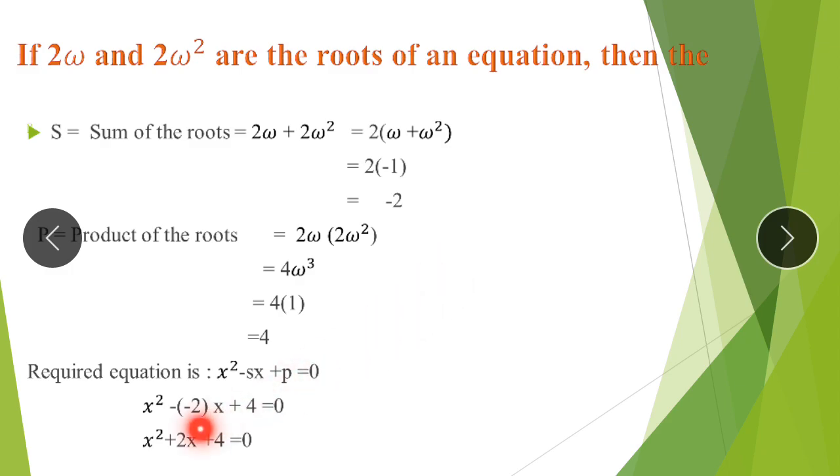When you will put in this equation, you can see here minus. Instead of sum of the roots you can put the value, and instead of product of the roots you can put the value of this, and we have now the equation. So this is a very important thing, that when the roots are given, how we can form the equation. Here it is omega, when it's multiplied with omega square it will result in omega cube, and omega cube is equal to 1. So 1 into 4 is 4 here.